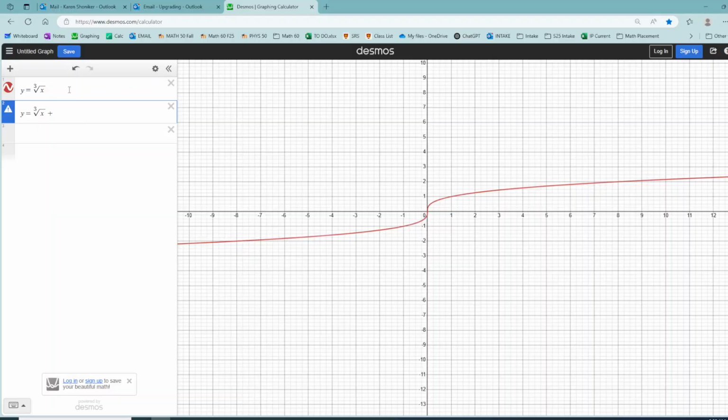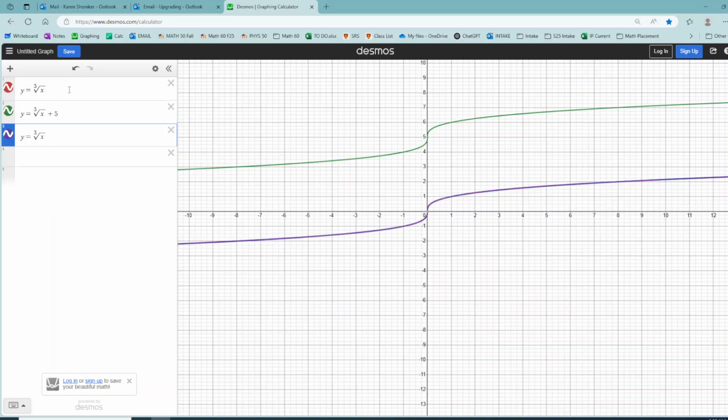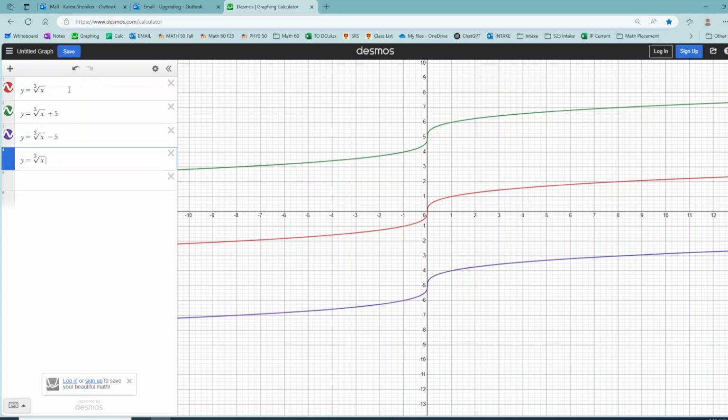Is it a transformation on x? Is it a transformation on y? Where do you think it's going to go? Well, let's see. It went up. I took the cubed root and then I added 5, so it made my graph go up 5. Whereas if I did the same thing again and I went -5, it's going to go down 5. What if I put it underneath the cubed root sign?